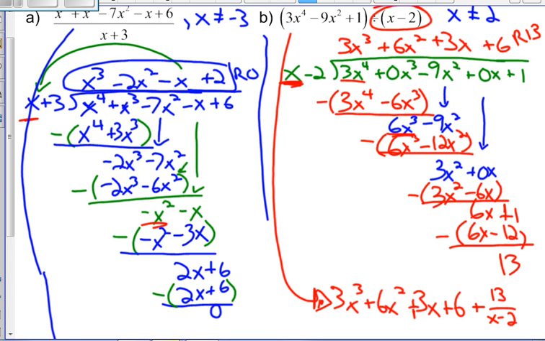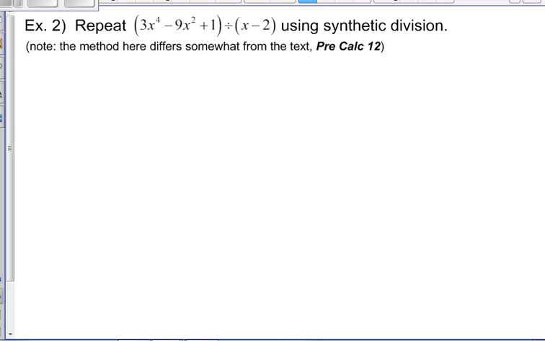Now let's see if we can find a shorter way to perform long division. So we're going to do the exact same division over here, but using synthetic division. And there are different ways to set up synthetic division. This is the way I was taught, and it differs a little bit from the Pre-Calc 12 textbook. But when you have x minus 2, here's what you do. You put a 2 out here, a plus, and a times. And those are just reminders.